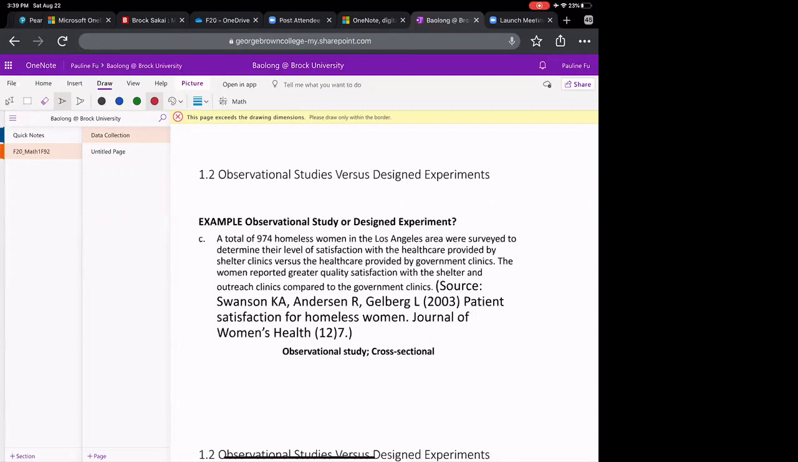Because researchers just naturally observe two groups of people. One group of people is at shelter clinic. The other group of people at government clinics. The researcher didn't do anything for those two groups of people. It is also a cross-sectional study because those two groups of people are observed at the same time, same year, same month.